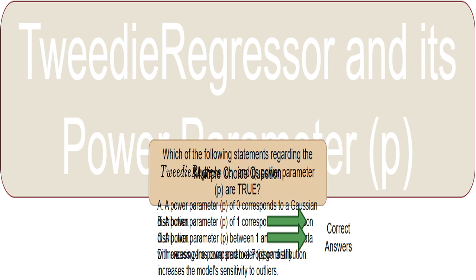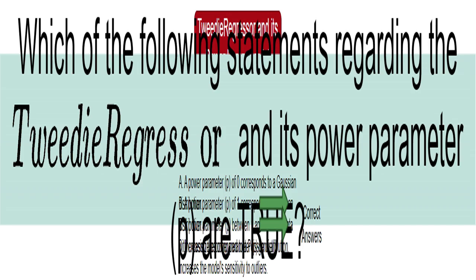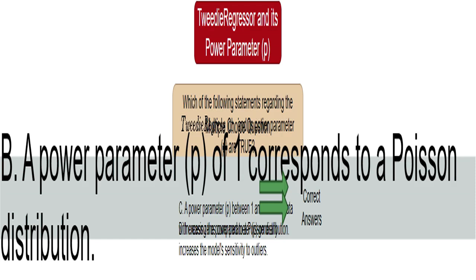Understanding how p affects the distribution is key. This statement is false. A p-value of 0 represents a Gaussian distribution, but I wouldn't use TweedieRegressor for that. I'd use Gaussian regressor instead.